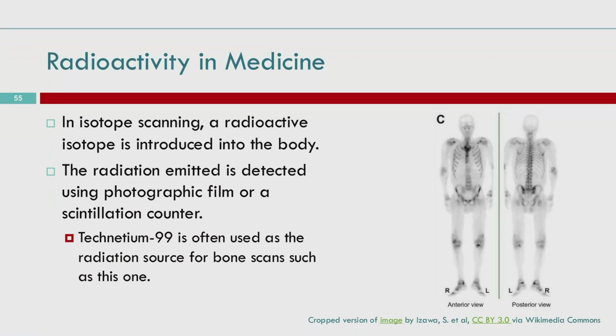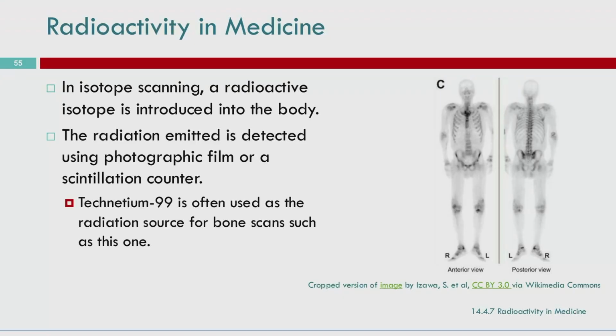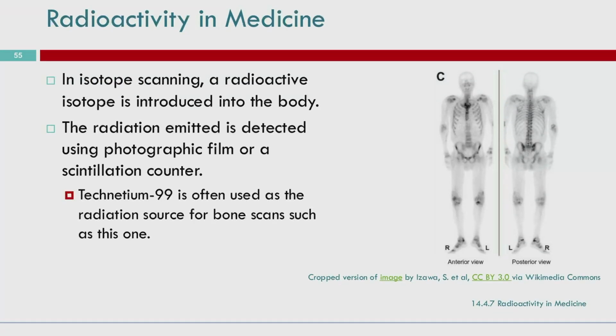Radioactivity is also useful in medicine. For example, in isotope scanning, you can inject things like Tech-99, and Tech-99 will show up in bone scans. So you can like look at where all the bones are in the spooky, scary skeleton of a person.